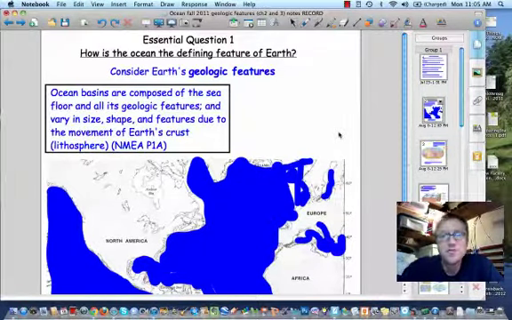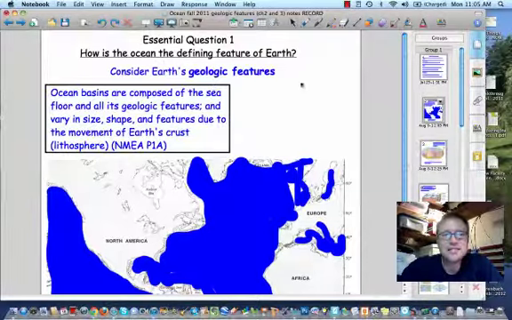These notes will be in two parts, so this is the first part of two. What these notes are about is addressing our first essential question of the course: how is the ocean the defining feature of the Earth? We're going to be tackling this question for a number of weeks, but to begin, we want to consider the geologic features of the ocean.